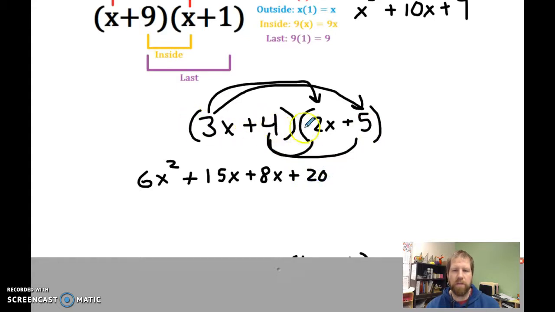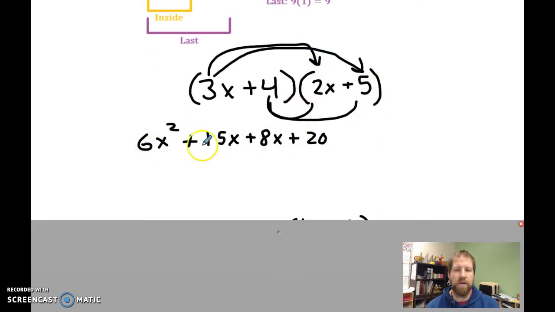Okay, so I have my problem written out initially. I like to draw my arrows, and I think you should probably at least start with those. Once you've done a few of them, if you want to stop using the arrows, that's okay. But you should come up with an expression like this, and then you're going to need to combine your inside terms. Okay, so I've got my 6x squared plus 15x plus 8x is 23x plus 20.